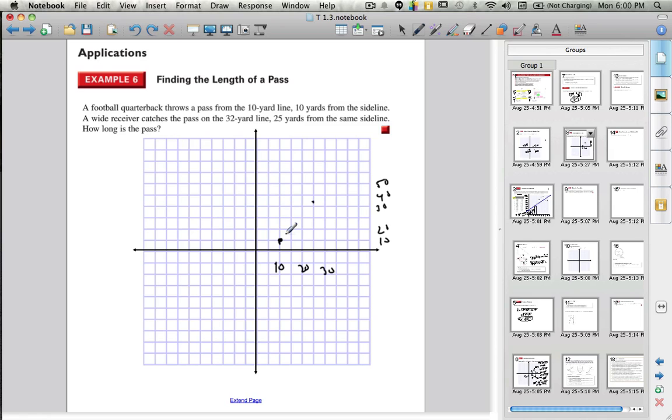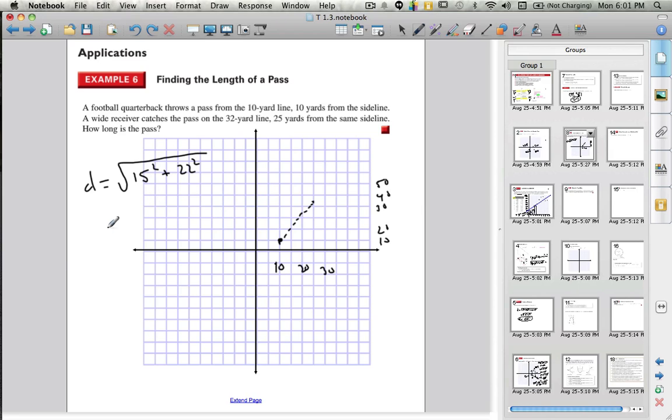And if we want to know how long the pass is, what we're asking about is the distance between these 2 points. So again, I'd find the difference in the x-coordinates and square it. In this case, the x-coordinates were 10 and 25, so that's 15 squared. And the difference in the y-coordinates, from 10 to 32, is 22 squared, and that will be my distance.